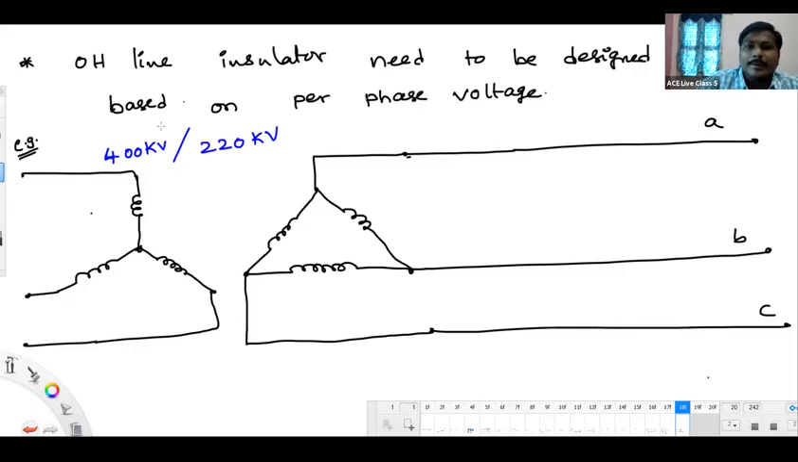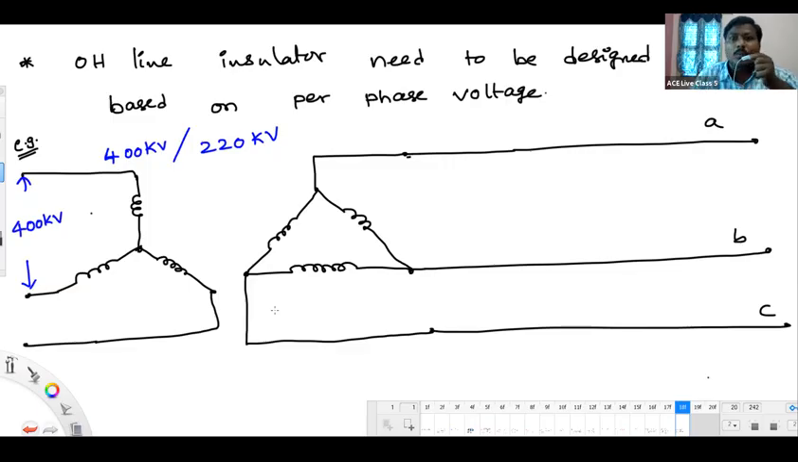Simple. What do you mean by this 400 kV? Is it line to line or per phase? Definitely line to line. Yes or no? So 400 kV, whatever they said, that is nothing but the line to line terminal voltage of the transformer. Kindly understand my words. Line to line terminal voltage of transformer.